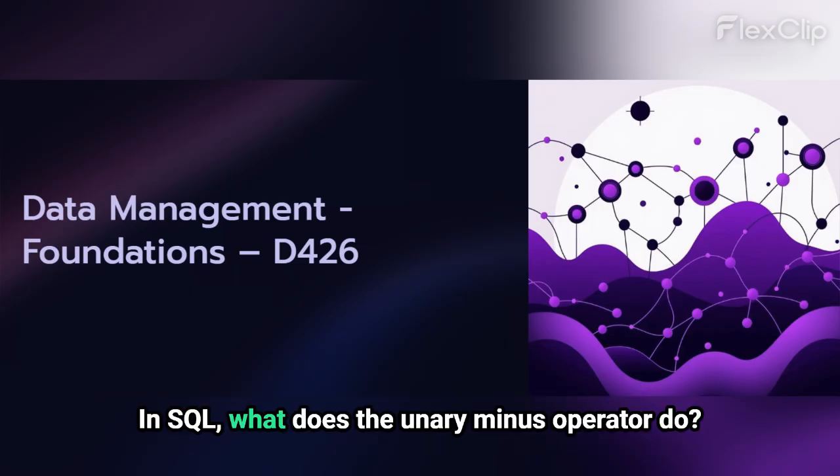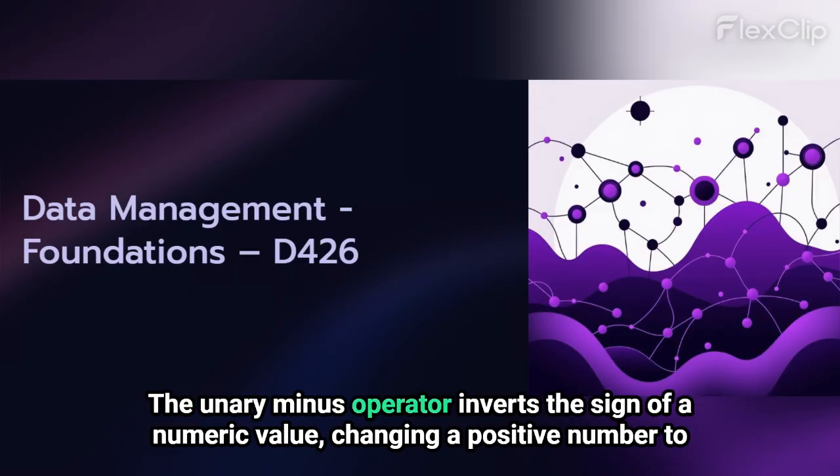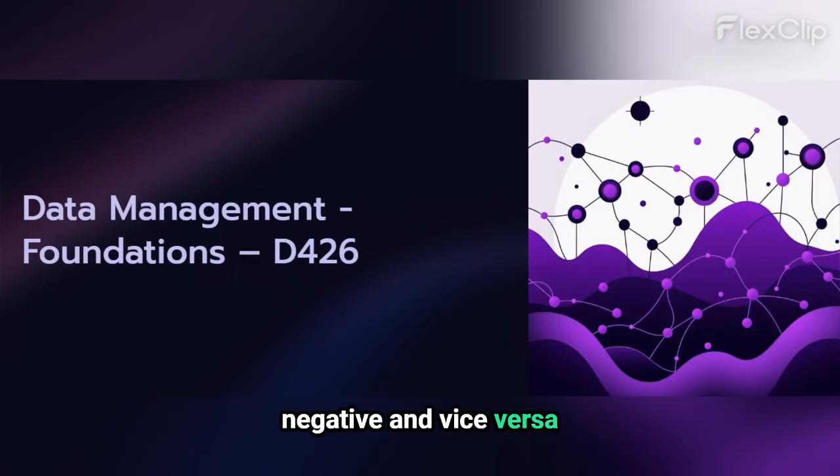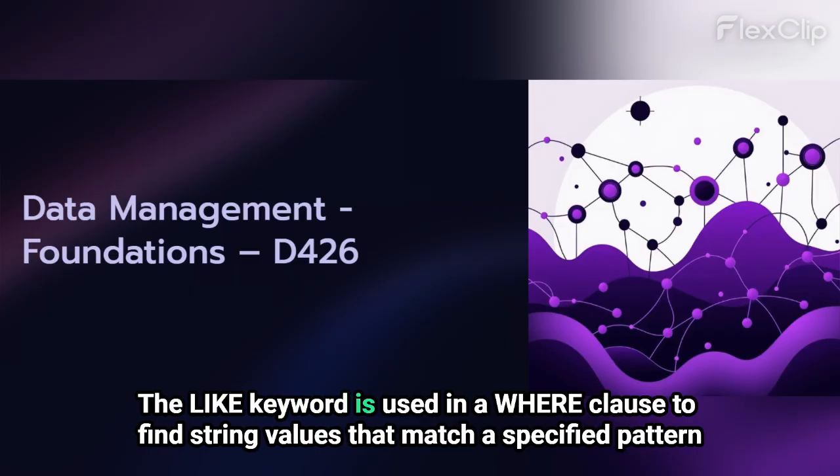In SQL, what does the unary minus operator do? The unary minus operator inverts the sign of a numeric value, changing a positive number to negative and vice versa. What is the like keyword used for? The like keyword is used in a where clause to find string values that match a specified pattern.